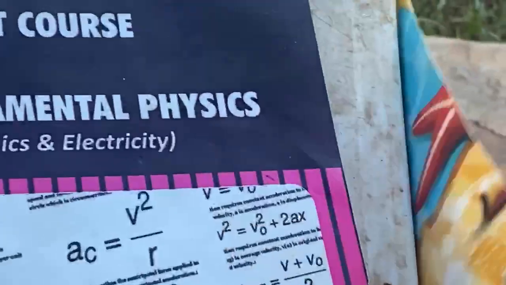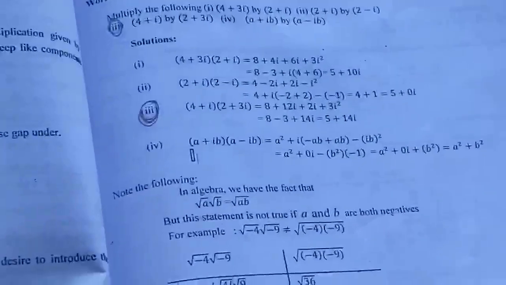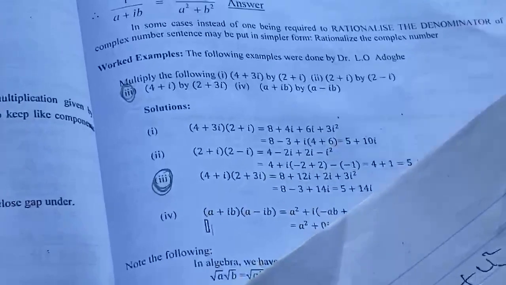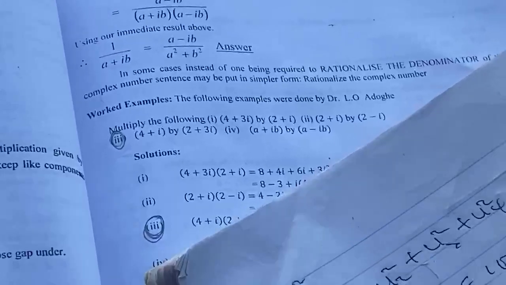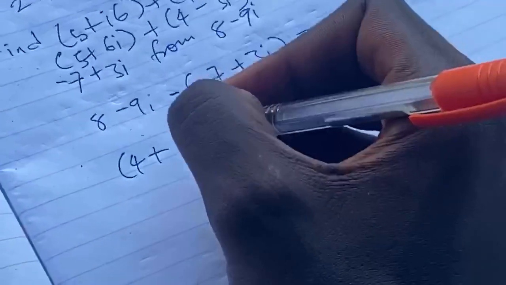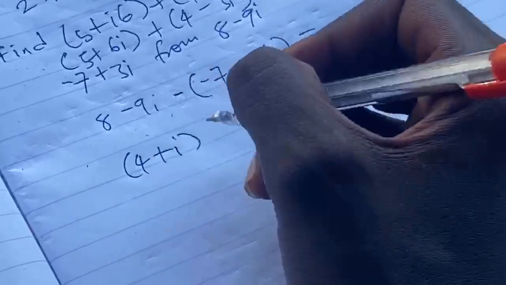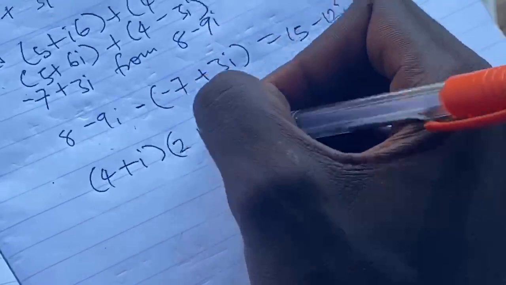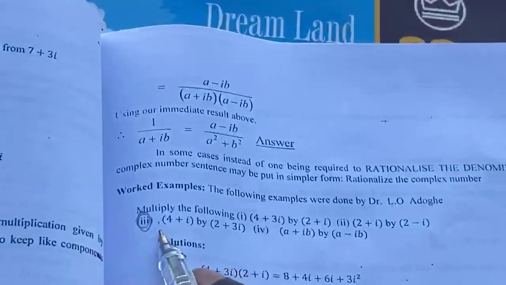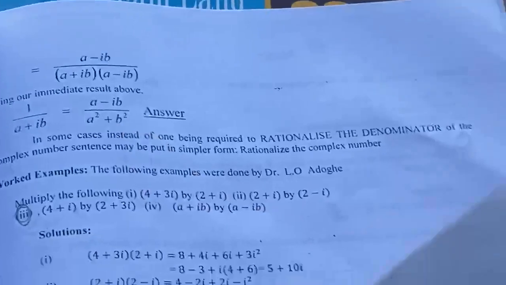So let me see if I can find some questions from my university textbook. Okay, there's still one I ticked here. That one says multiply bracket open 4 plus i, bracket close, by bracket open 2 plus 3i, bracket close. So when you write it down, still check from the textbook if what you wrote down is correct. If it is correct, then you come back to your calculator to solve.